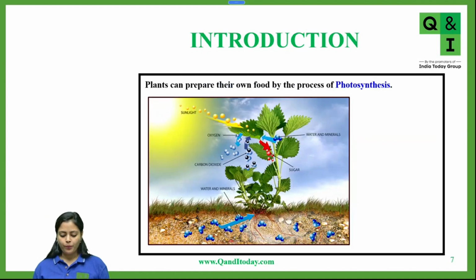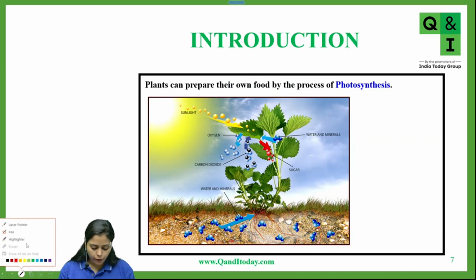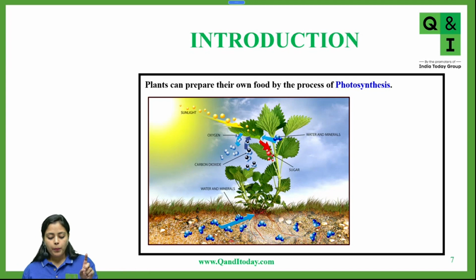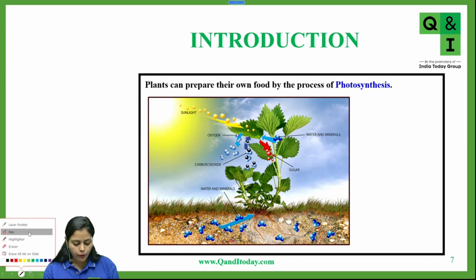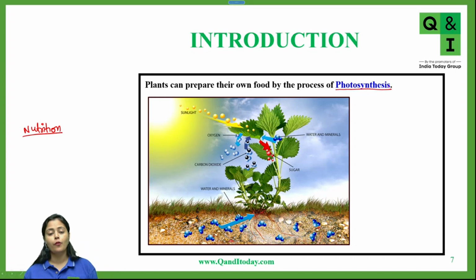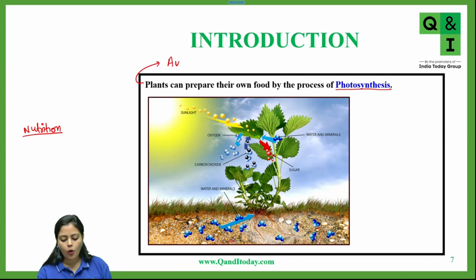Now, how do we take this food? That process of intake of food is called nutrition. Now, plants can prepare their own food by the process of photosynthesis. This mode of nutrition is called autotrophic nutrition.